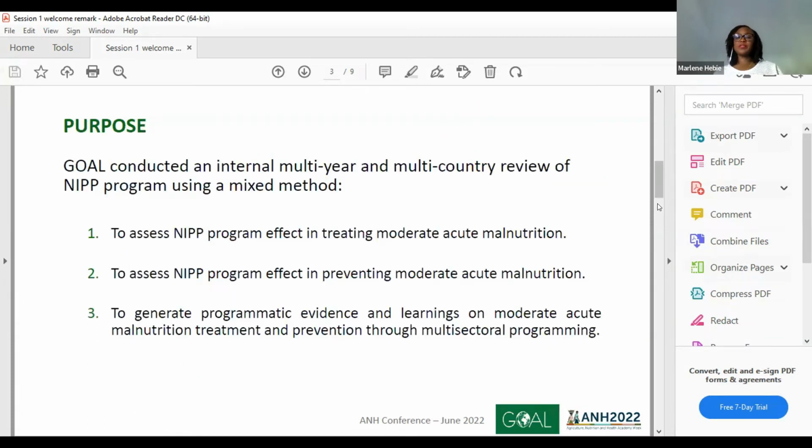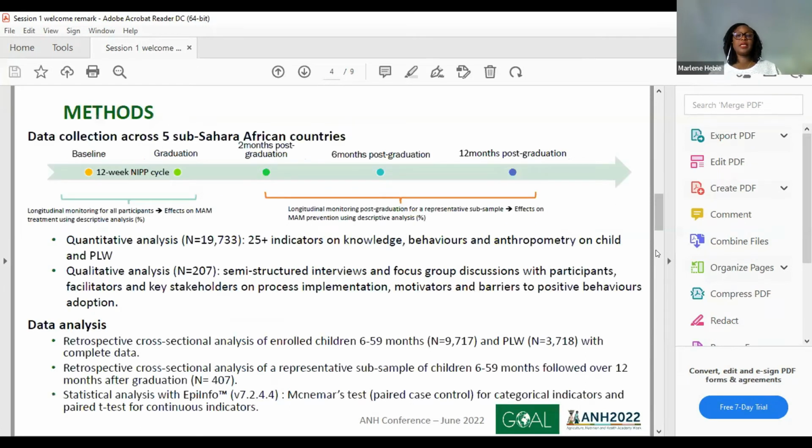So the purpose of this review, which we conducted across multiple years, between 2015 and 2019, across those 5 countries that I've just mentioned, was really to try to look at the effect of the NIP program in the treatment and the prevention of moderate acute malnutrition, both in children under 5 and in pregnant and lactating women on one side. And on the other side, the objective was to generate some evidence and learning on moderate acute malnutrition treatment and prevention through multi-sectoral programming. And we use a mixed method involving both quantitative analysis and qualitative analysis.